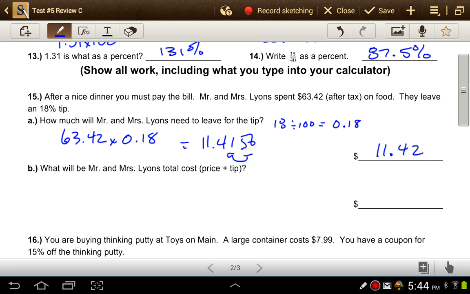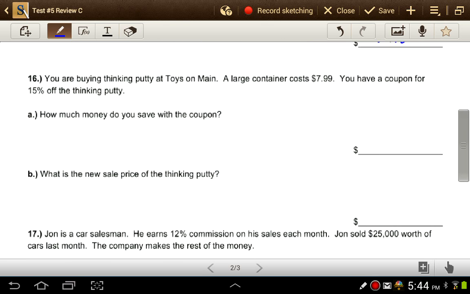Now to find the total cost, add them up. 63.42 plus 11.42. Add those up, and I get $74.82. That's 15. Okay, I'm going to move on to 16. 16 is the same type of problem.